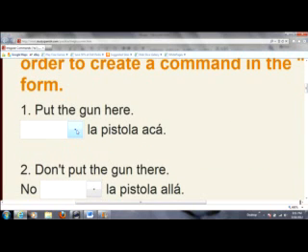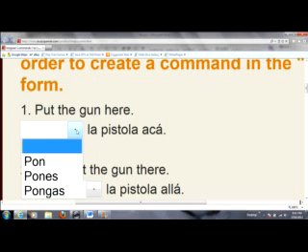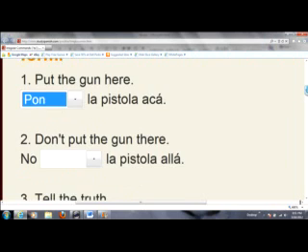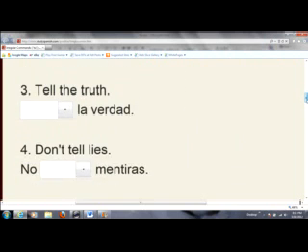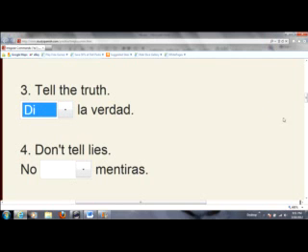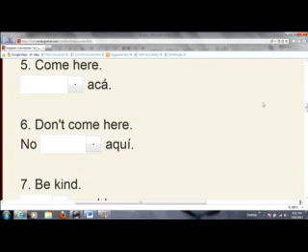And so put or place, you know the verb is poner. So think about what the irregular form is, and it should be pon la pistola acá. We're going to skip over the negative parts. Tell the truth, you know the verb is decir. So you need to be thinking about what the irregular form is. Di la verdad. Come here. The verb is venir, V-E-N-I-R. Think what the irregular form is. Ven acá.